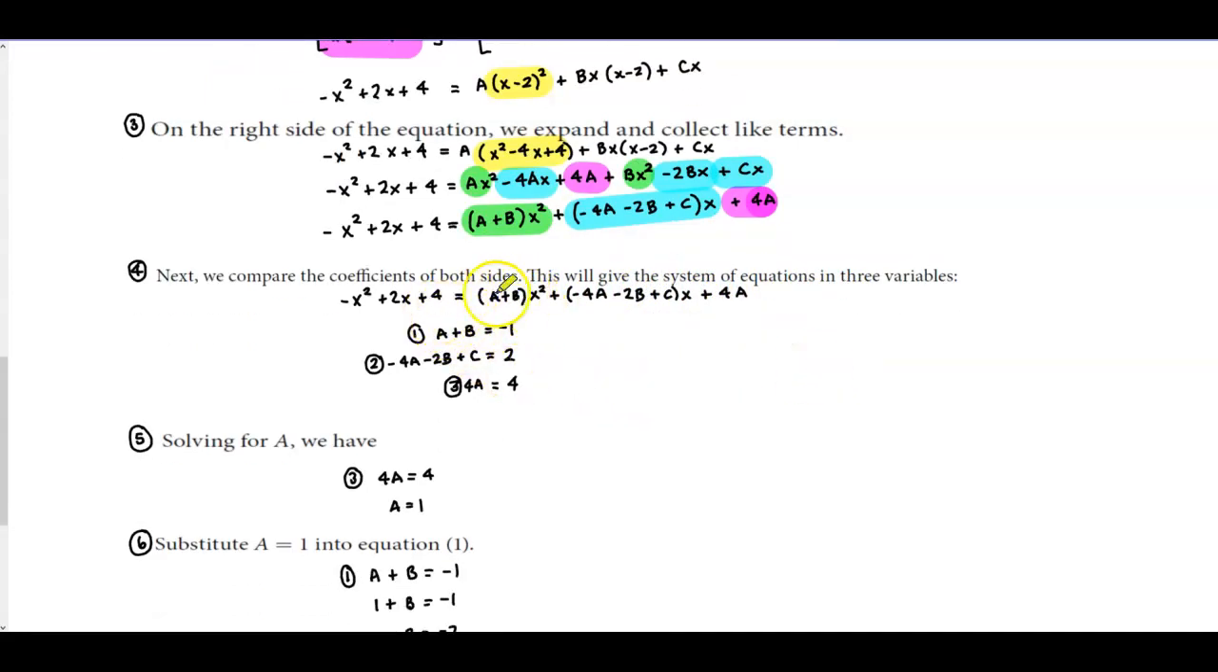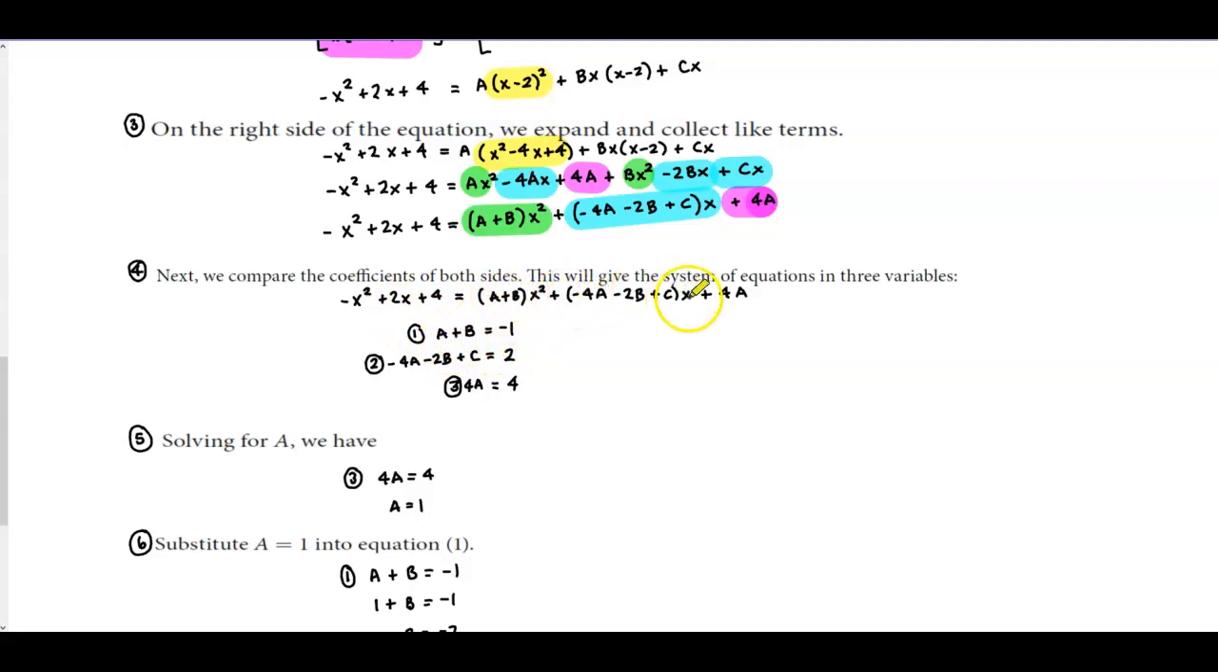So let's take a look at the first term on the right side. We have a plus b, which is the coefficient of x squared, and the coefficient of x squared on the left side is -1. So we can write that now as an equation. Equation number 1 is a plus b equals -1. And again, we're only looking at the coefficients.